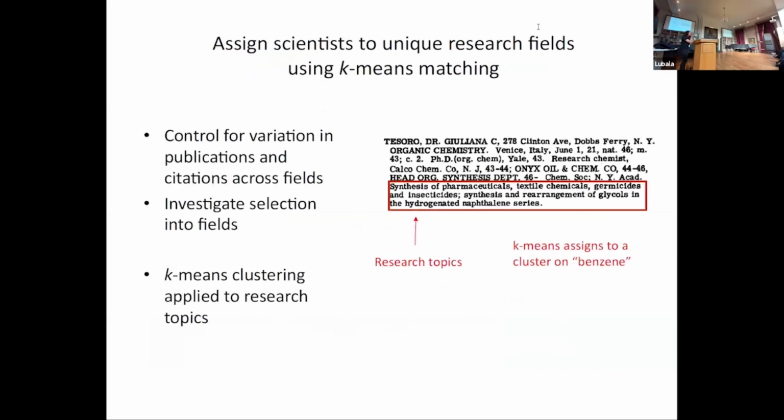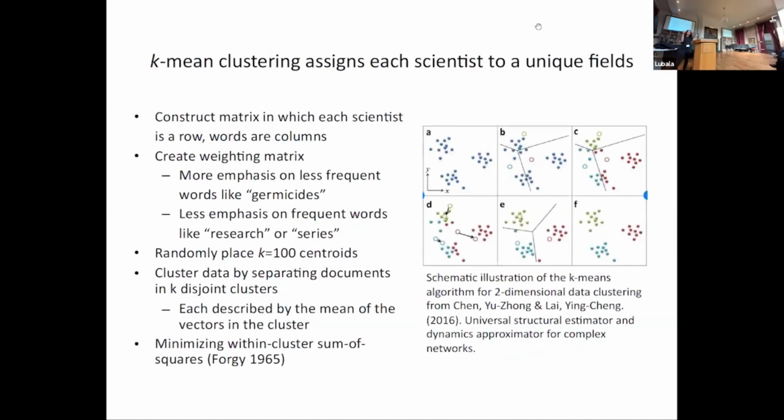And then we use the topics that scientists use to describe their own research. We apply k-means to that, which is the most simple text analysis you can possibly do, to assign each scientist to a unique research field. So what does that mean? We take the text that describes a scientist's research field. Each scientist is a row, each word is a column. If that word shows up in the words that describe your research, it's a one, otherwise it's a zero. The k-means algorithm downweights words that are frequent, like research, basically meaningless, and it upweights things that are not so frequent, like germicides.